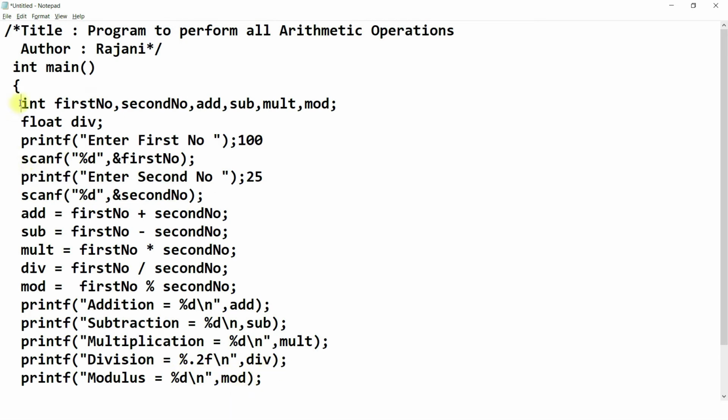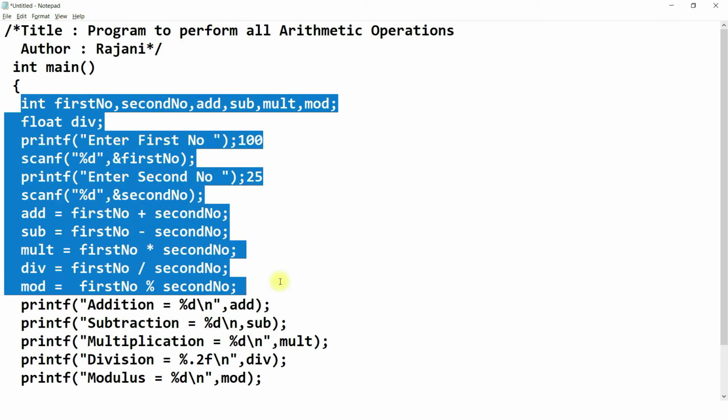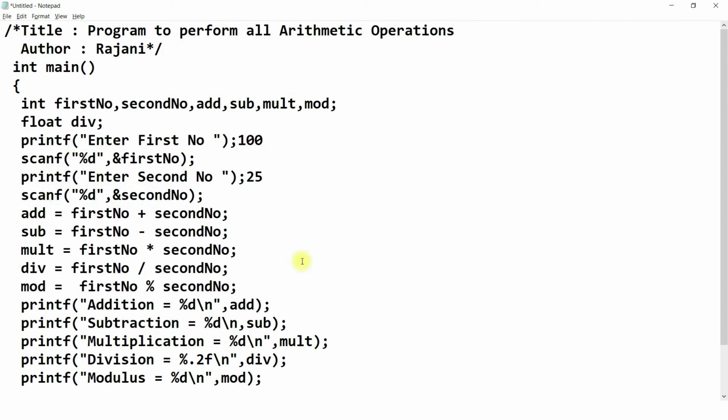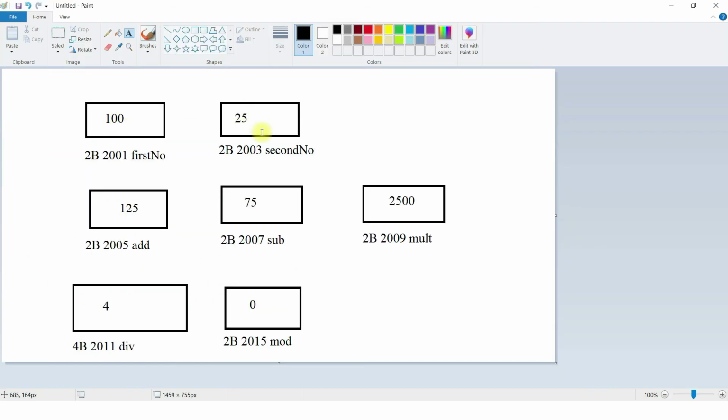So, after execution of these statements, the result of the variables in memory will be like this: addition 125, subtraction 75, multiplication is 2500, and 100 by 25, division is 4, 100 mod 25, the remainder is 0.